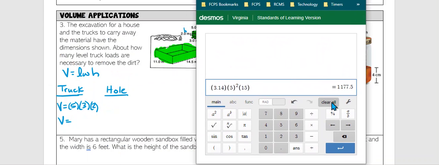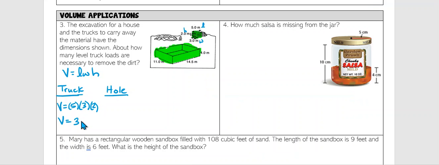So we're going to come back to our calculator. We're going to have 5 times 3 times 2, and that gets 30. So the truck holds 30 cubic meters of dirt. Now we're going to do the hole. I'm going to say that 14.5 is the length, 4 is the height, and 11 is the width. So now if we look at the hole, we're going to substitute our values in. So our length is going to be 14.5, our width is 11.0, and our height is 4.0. Go ahead and substitute that into Desmos and see what you get for your answer.